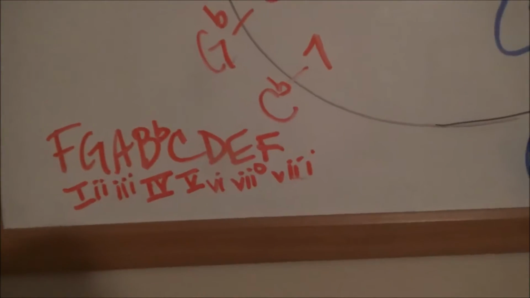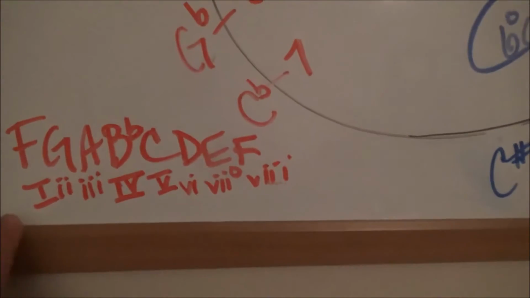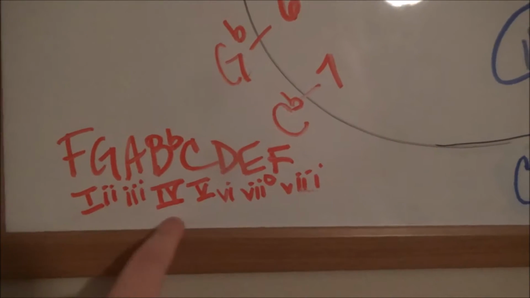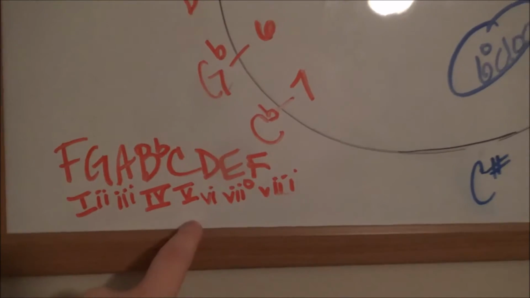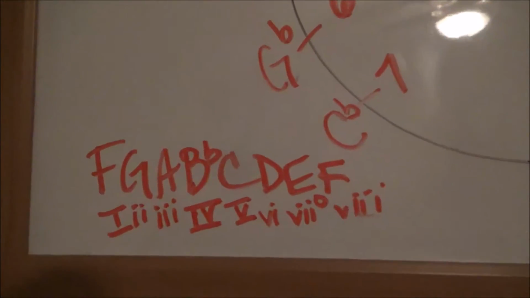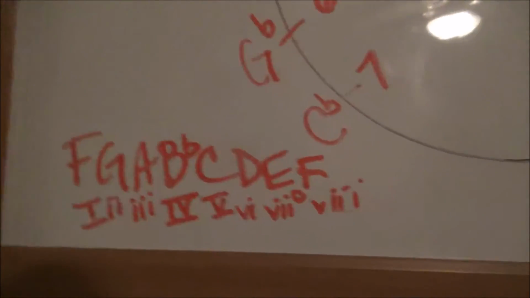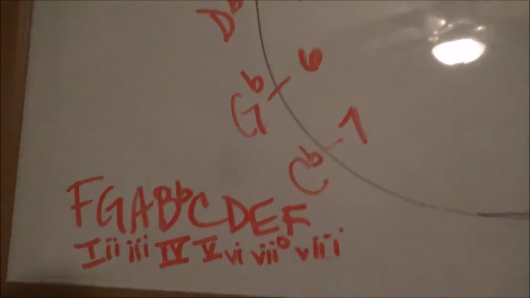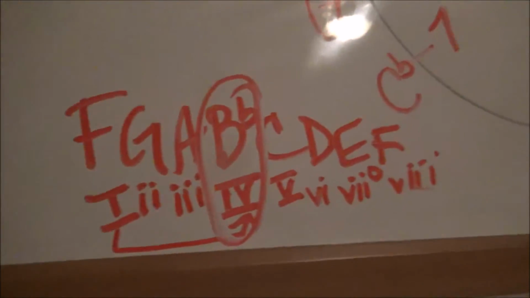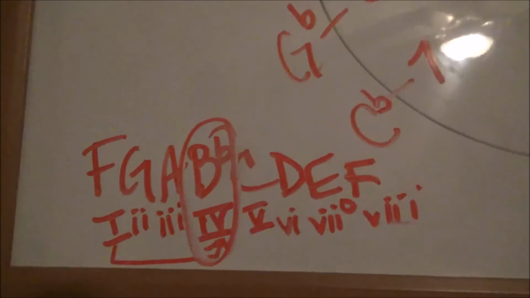Since we are counting by fourths in this case, we have our F, which is our 1, our G is our 2, A is 3, B flat is our 4, C is 5, D is 6, E is 7 and F is 8. So since we are doing the circle of fourths and we're on the flat side, we're counting four notes over, which is going to be our B flat. And that will be how you do it for each of the next notes to make it easier for you.